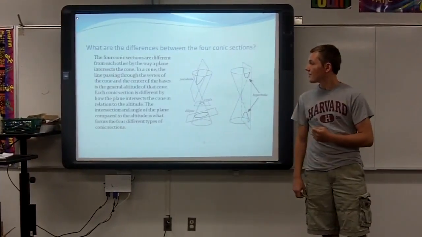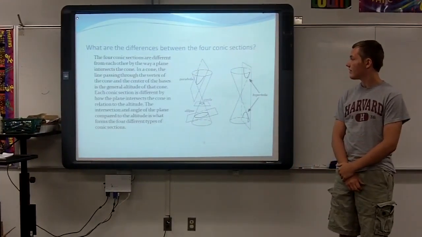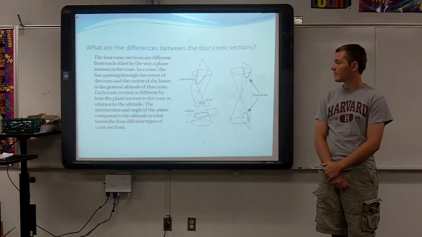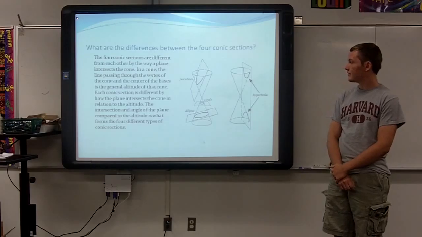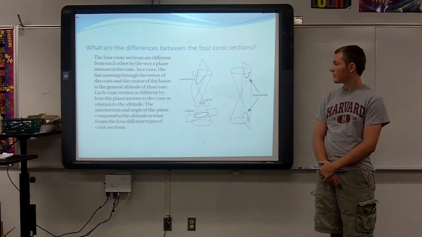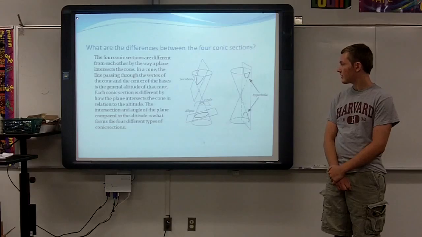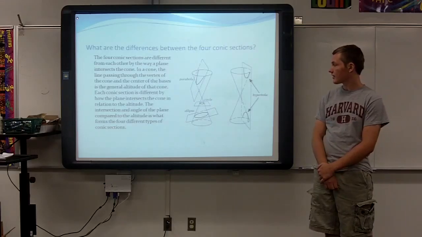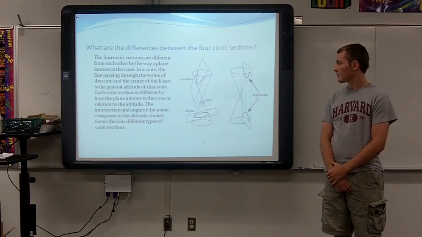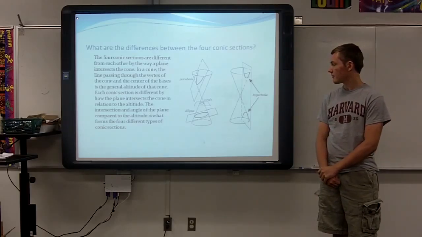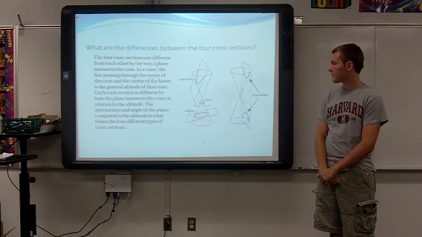What are the differences between the four conic sections? The four conic sections are different from each other by the way a plane intersects the cone. In a cone, the line passing through the vertex of the cone and the center of the base is the general altitude of the cone. Each conic section is different by how the plane intersects the cone in relation to the altitude. The intersection and angle of the plane compared to the altitude is what forms the four different types of conic sections.